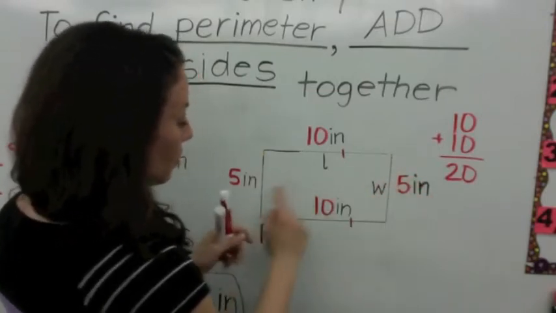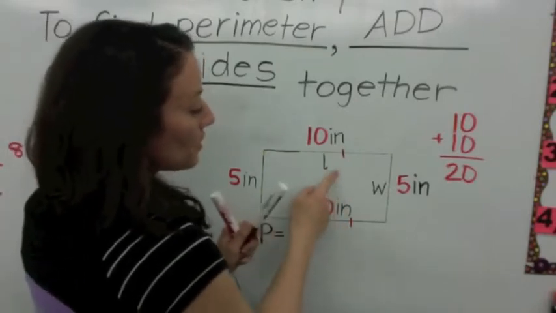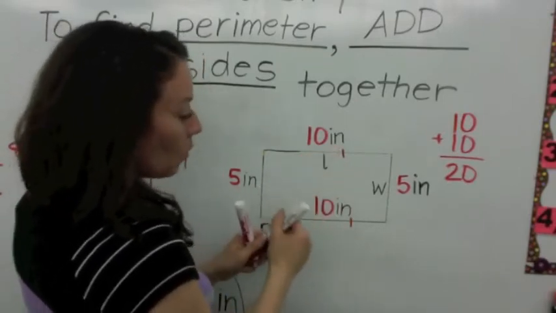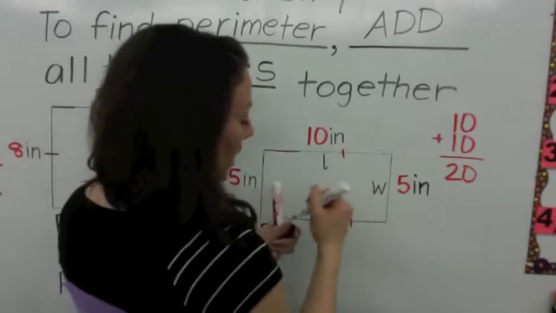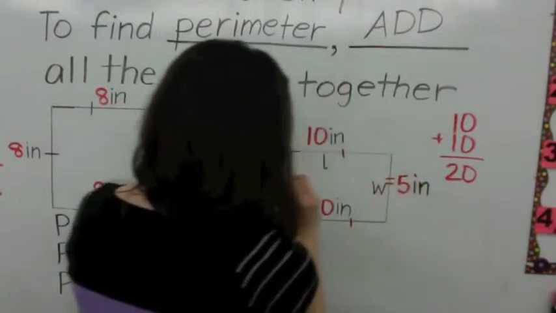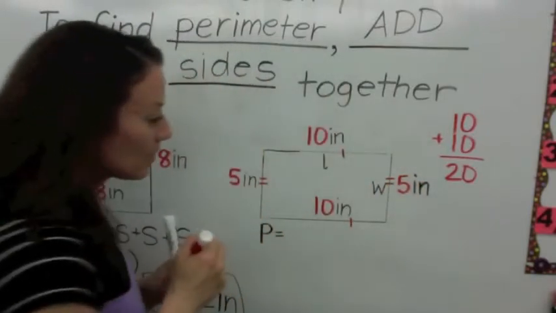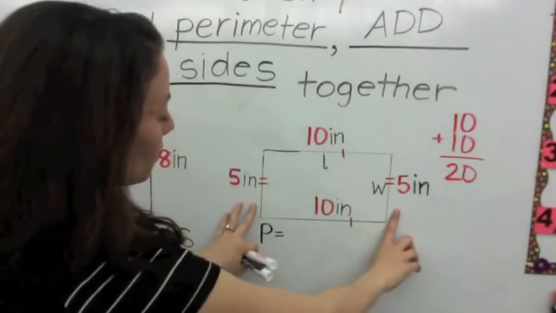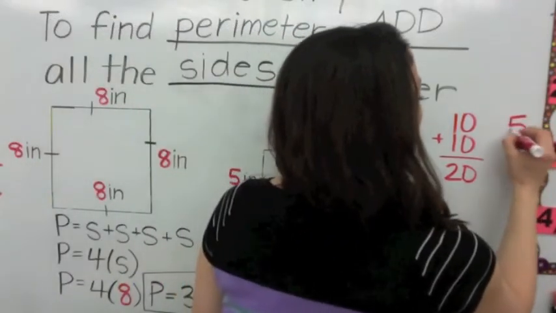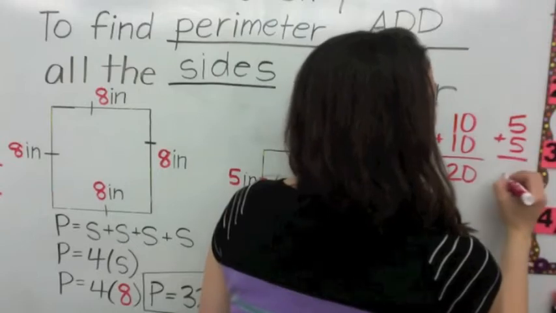Now also, this is congruent to this. I want you to do this real quick. You see how I made this little dash mark? This says these are equal. Well, these are also equal, so now I'm going to make 2 little dashes. This width is equal to this width. Does that make sense? All right. So what is 5 plus 5? 5 plus 5 is 10.